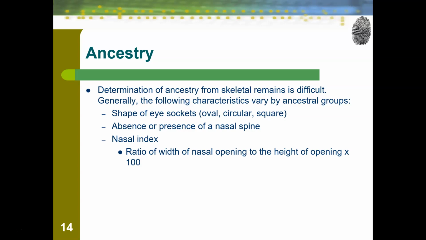So different ancestral groups have different average nasal indexes. Prognathism. Prognathism is about how far your upper and lower jaw essentially are apart from each other. So this is the projection of the upper jaw beyond that of the lower jaw.